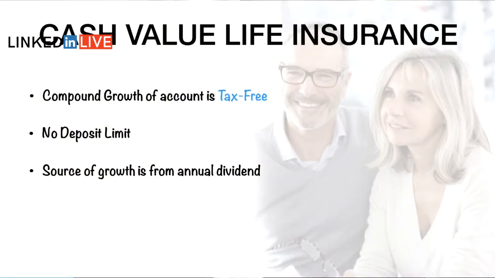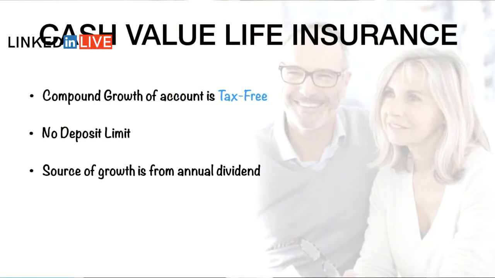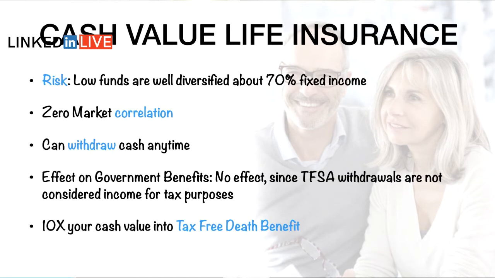Tax-free growth inside of the life insurance policy. There's no deposit limit. The source of growth is from annual dividends. When you are investing in a tax-free savings account, the growth comes from how well the securities you have invested in are growing over time. And I'm going to talk to you about market volatility in a second. In a life insurance policy, it comes from the annual dividend from the life insurance. The dividend is coming from their profit. The risk is low in life insurance. Funds are diversified, and about 70% of the money held inside of life insurance is in fixed income. Zero market correlation.